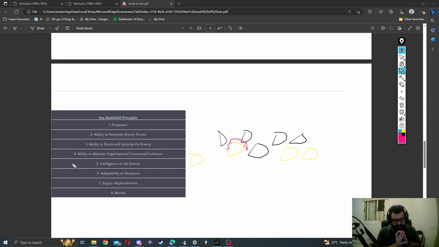So they suffer some casualties. They are suffering from battle fatigue. Their supply level, let's say, is decent. And they are getting attacked from three sides very heavily.